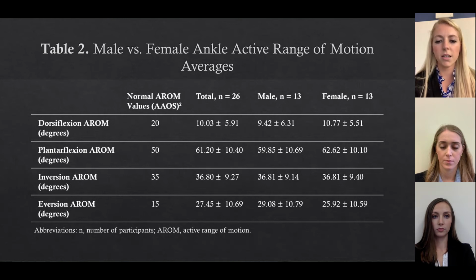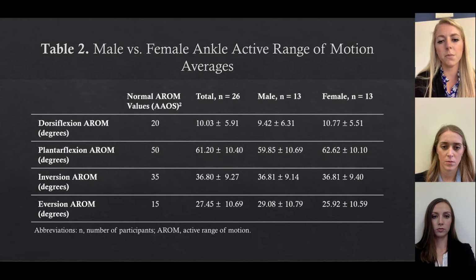After performing ankle active range of motion measurements, we calculated the averages for males, females, and the total. In the first column here, it's the normal active range of motion values, followed by the total males and females. Of the 26 participants who participated in our study, both males and females displayed an average of 10.03 degrees of dorsiflexion, 61.20 degrees of plantar flexion, 36.80 degrees of inversion, and 27.45 degrees of eversion.